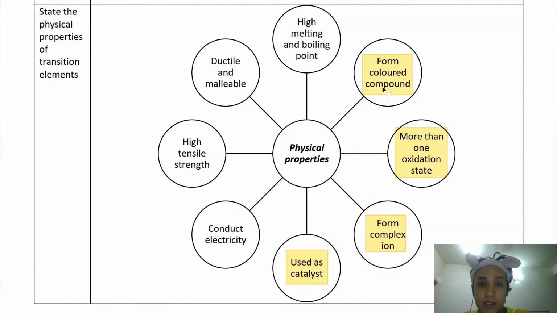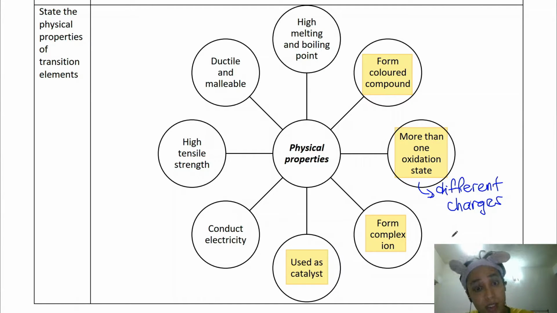Technically, in your periodic table, transition elements are special, because most of them, when they turn into ions, will give you different colors. And then more than one oxidation state. The meaning of this one is actually this: oxidation state is referring to different charges. Meaning one transition element will have different charges. For example, for iron, you can have 2 plus, 3 plus.